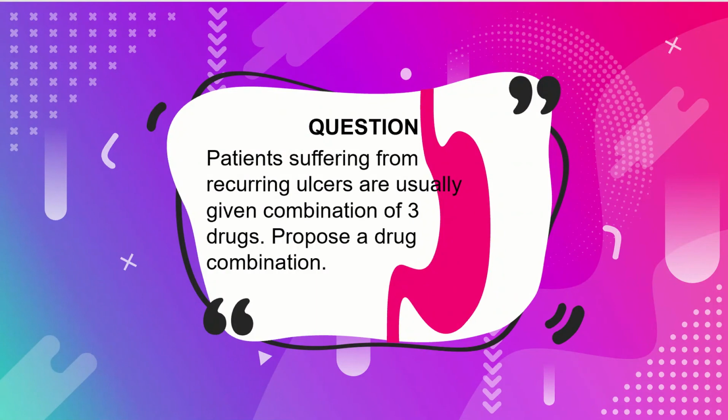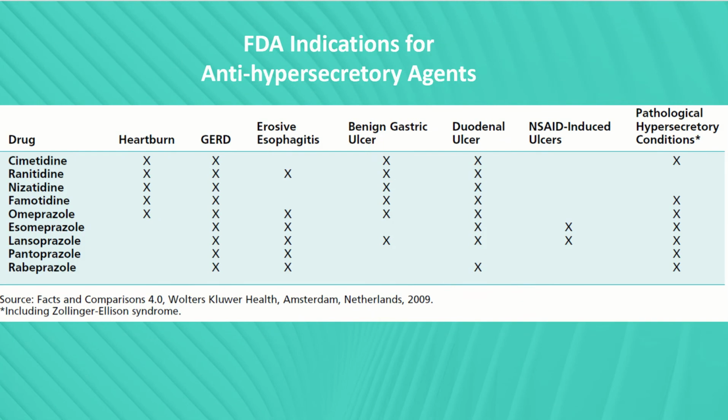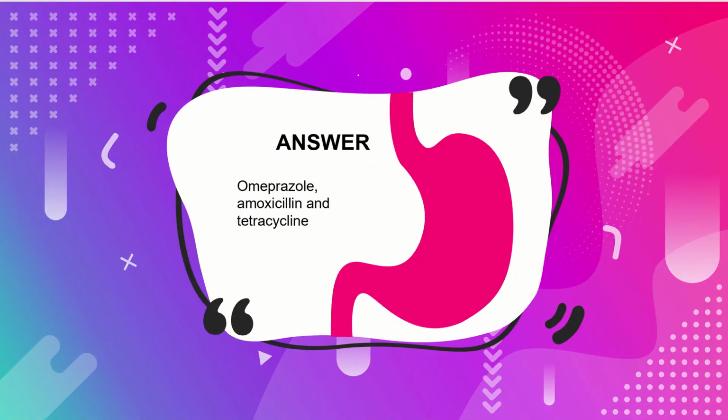All right, so we have another question. Patients suffering from recurring ulcers are usually given a combination of 3 drugs. Propose a drug combination. All right, so you could choose any PPI. I have omeprazole here, but as we saw on this slide, we know there are several prazoles, and then we have 2 antibacterials, so tetracycline or amoxicillin, and clearly you could have selected other antibacterial agents.